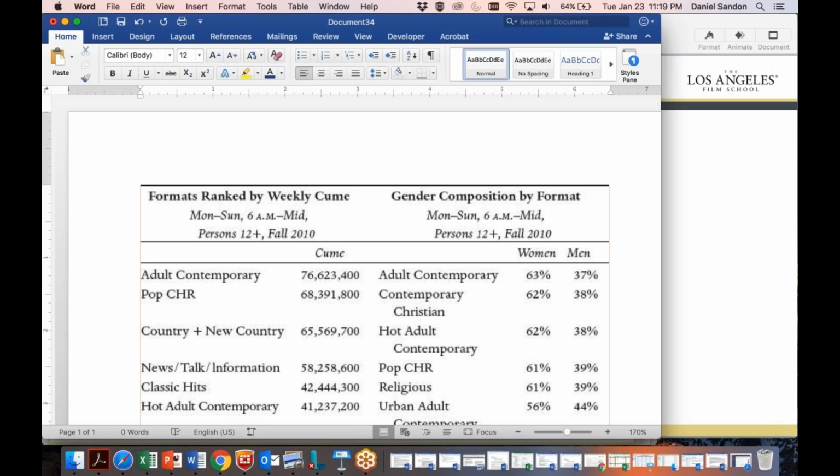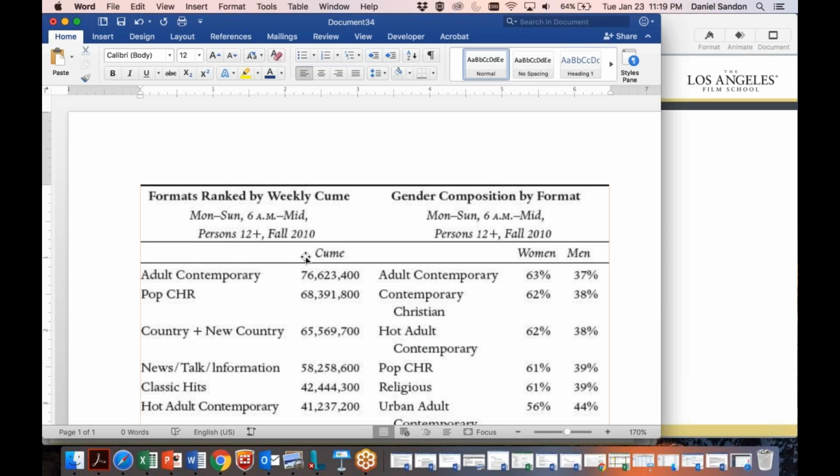It's not labeled, but this is Table 8.1 from the book. And there's two kinds of tables going on here. The left table has two columns. There's a radio format type. The first one here is adult contemporary, okay?